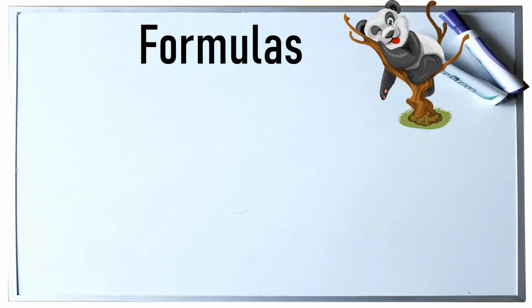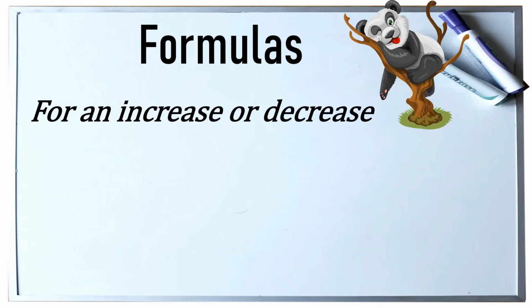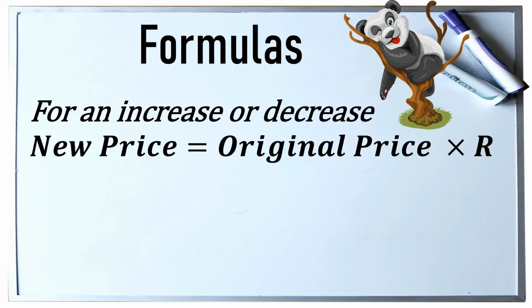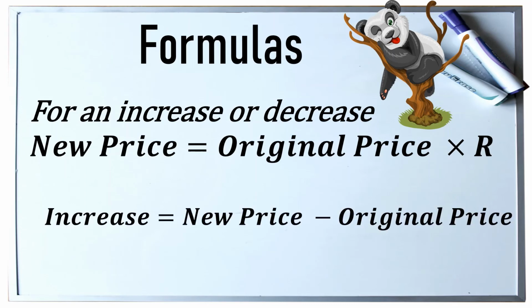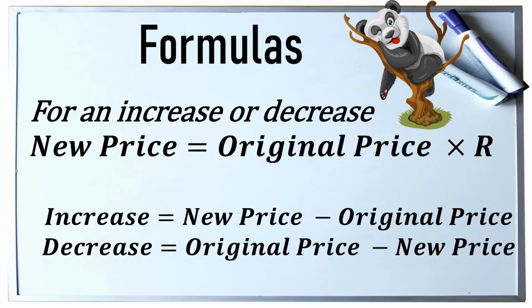So to recap those formulas, for an increase or decrease, the new price is equal to the original price times R. To work out an increase is equal to the new price minus the original price. To work out a decrease is the original price minus the new price.